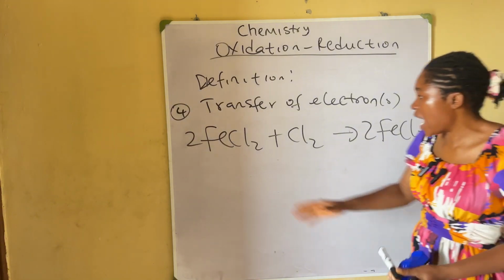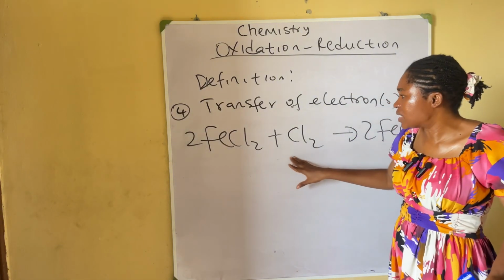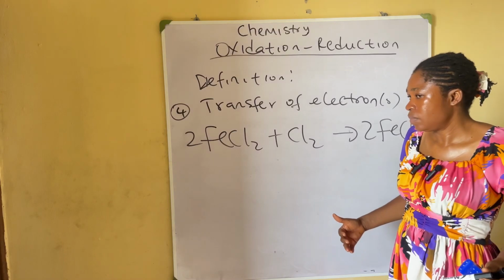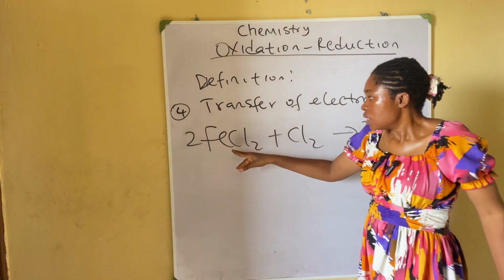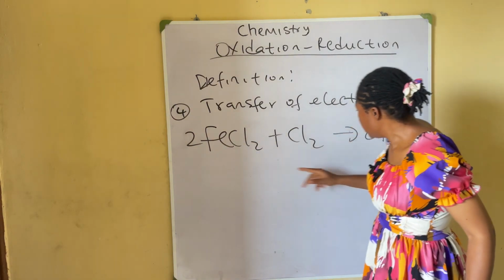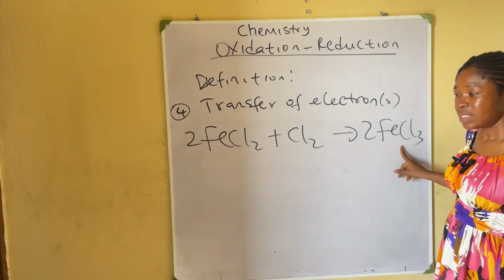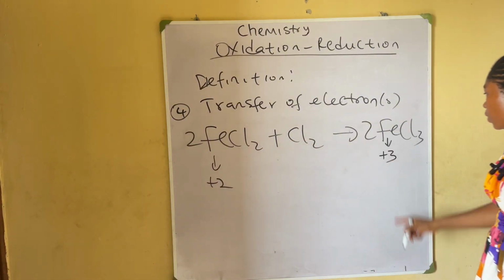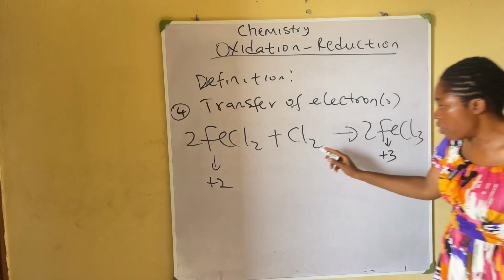Okay, let's look at this example. So this is your iron 2. In this concept, we're looking at oxidation number. This is iron 2. This is iron 3. You can see there's increase in oxidation number of iron from +2 to +3. What of chlorine gas here?